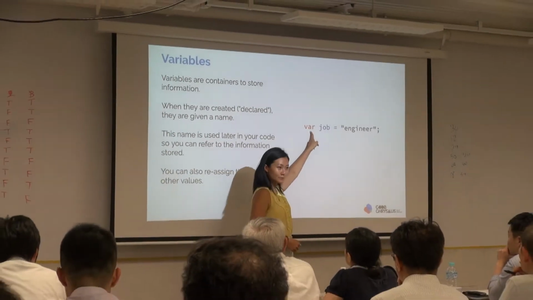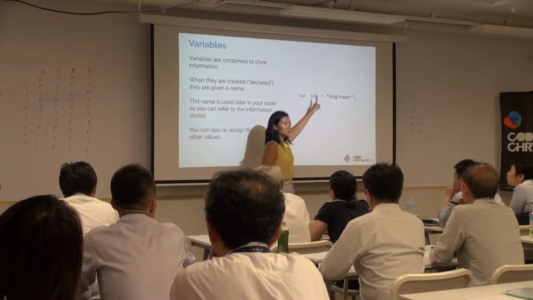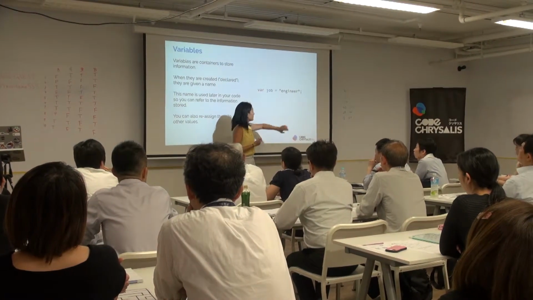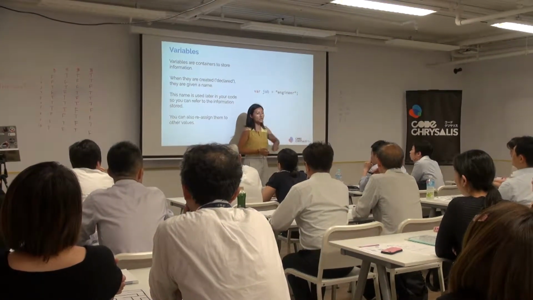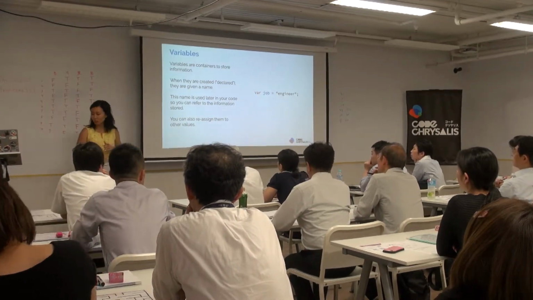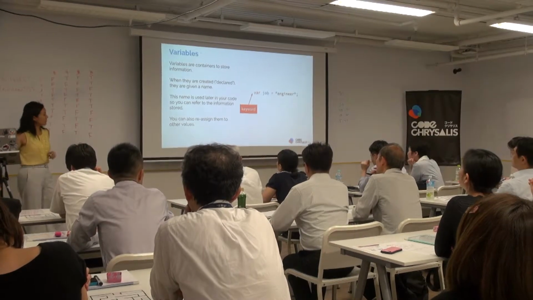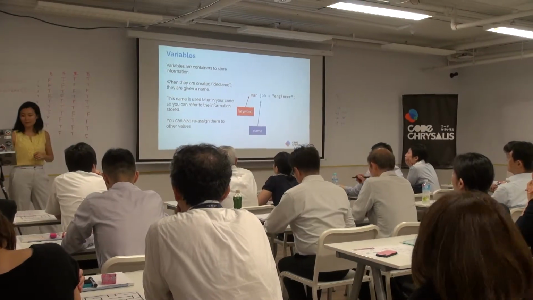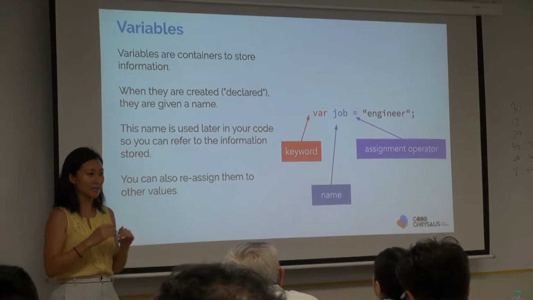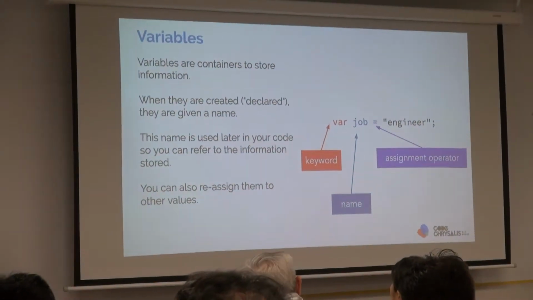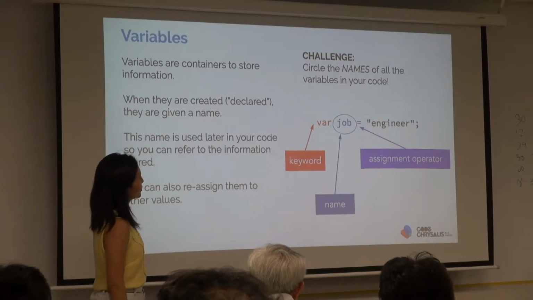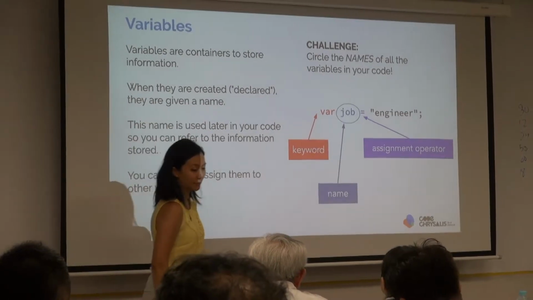So we're saying, hey computer, I'm creating a variable. So please remember it. I'm going to call it job. And inside of this variable, I'm going to store engineer. I'm going to store this information, and this information is engineer. Okay? So that's our keyword, var. Job is our name. The equal is what we call an assignment operator. This means, assign this to engineer. So your challenge is circle the names of all the variables in your code.